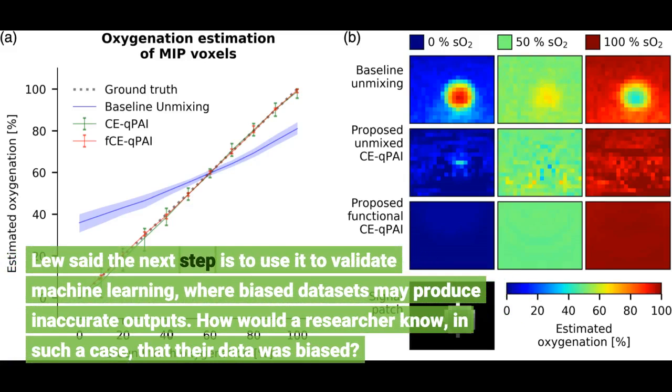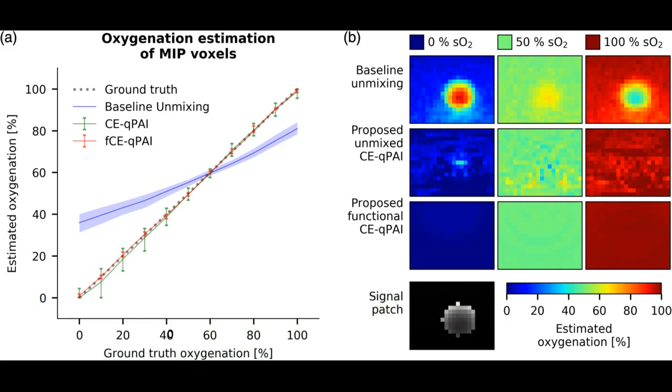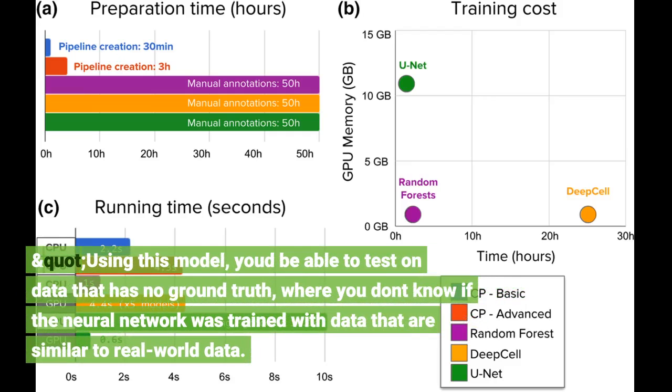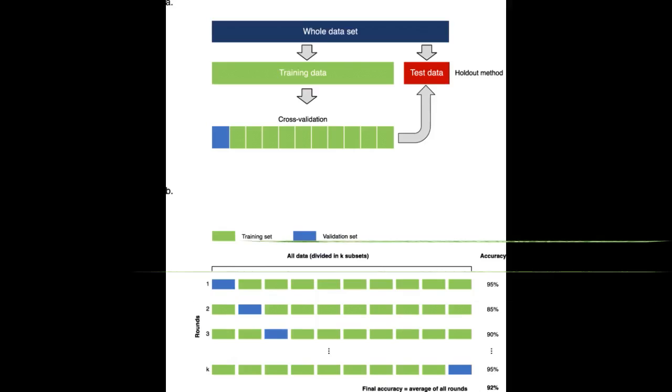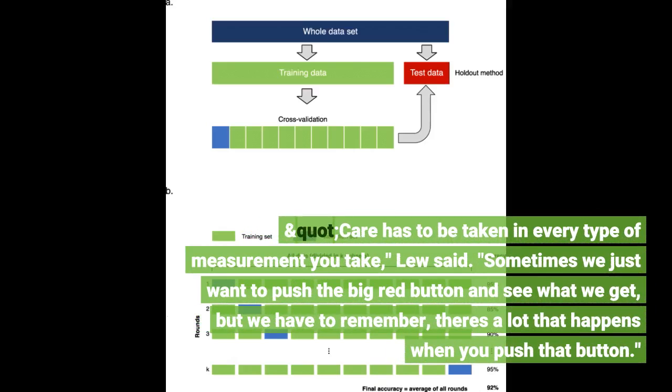Lew said the next step is to use it to validate machine learning, where biased datasets may produce inaccurate outputs. How would a researcher know, in such a case, that their data was biased? Using this model, you'd be able to test on data that has no ground truth, where you don't know if the neural network was trained with data that are similar to real-world data. Care has to be taken in every type of measurement you take, Lew said. Sometimes we just want to push the big red button and see what we get, but we have to remember, there's a lot that happens when you push that button.